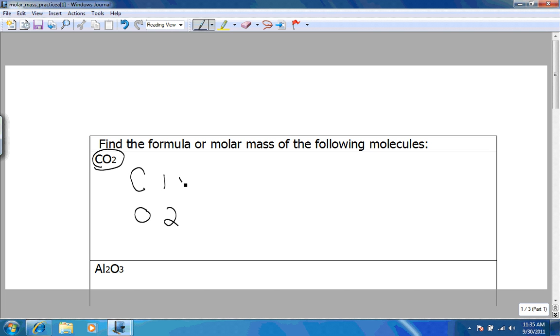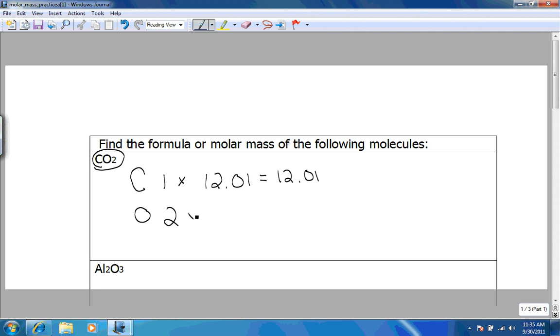That means we're going to look on the periodic table, and we're going to look for carbon. It's in the upper right hand corner, and you're going to see 12.01. You can round it out to the hundredths place. Because there's only one of them in the chemical compound, we're going to multiply it by 1. And then we have oxygen. We have 2 of them.